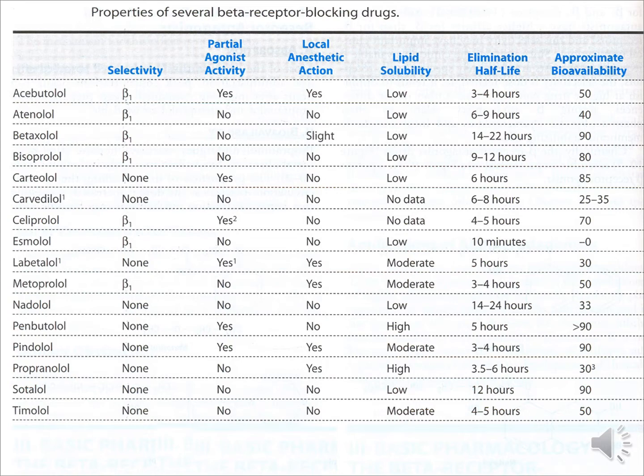But these propranolol and penbutolol, they have high lipid solubility, so their concentration in the CNS will be very high, and they will have CNS related effects. They can produce depression, they can produce fatigue, they can produce disturbance in sleep, fatigue and lethargy.